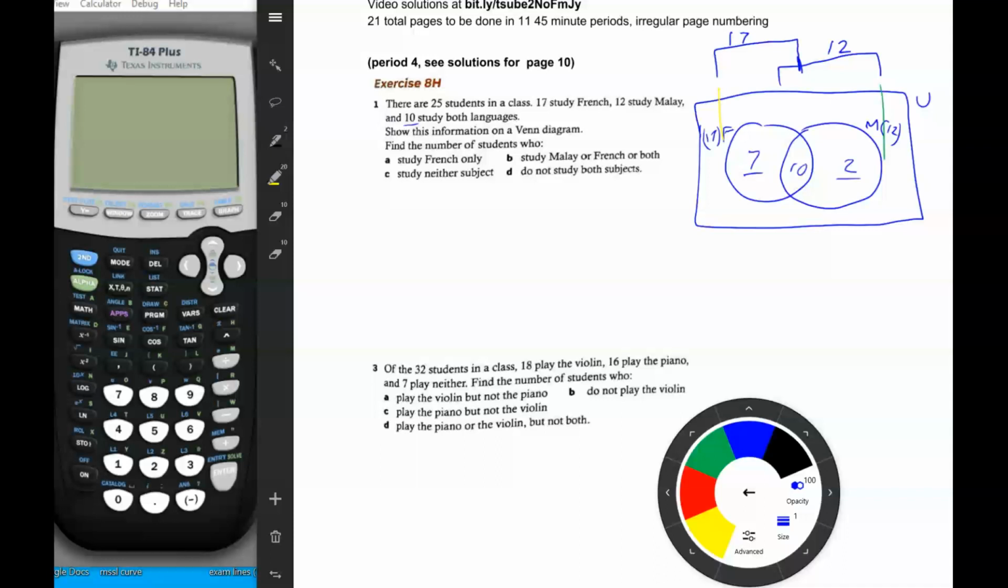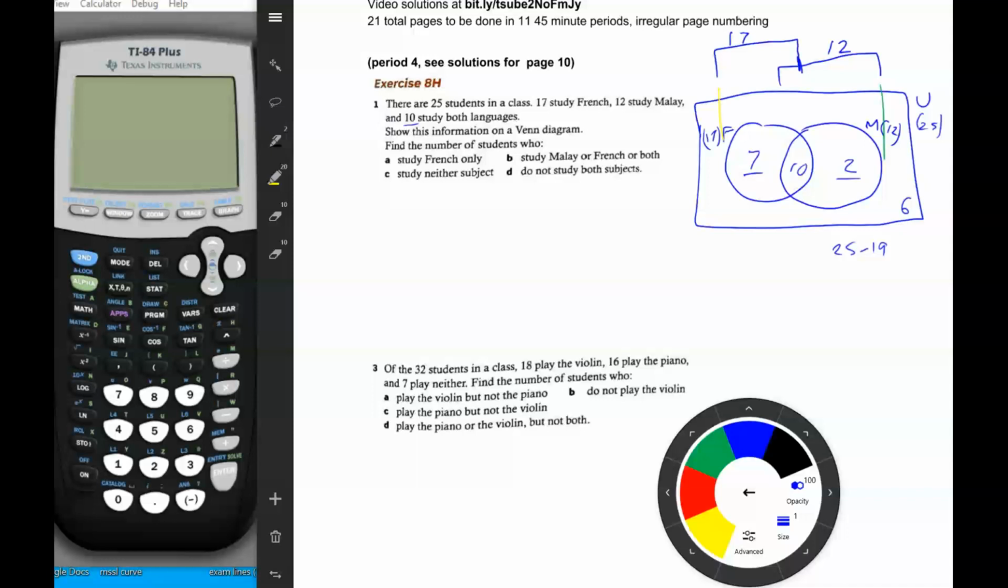There's 25 students in the class. Is there anybody that is not included here? Let's see, 7 plus 10 plus 2, that's 19. So actually, if there's 25 total in the universe, that means that there's several people that are not taking either French or Malay. So that would be 25 minus 19, right? So that'd be 6 outside, and you write that here.